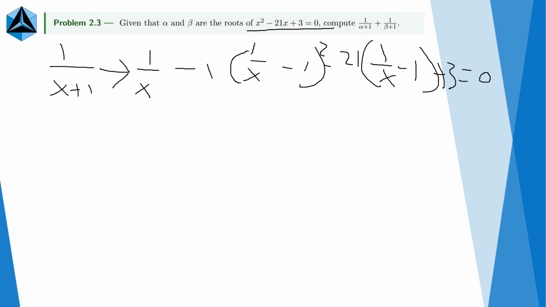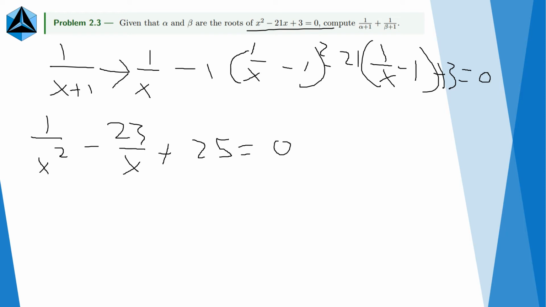From here, we can just expand this out, and we should get 1 over x squared minus, should be 23 over x, I believe. And then plus 25, I think it was. I think it's 25 is equal to 0.